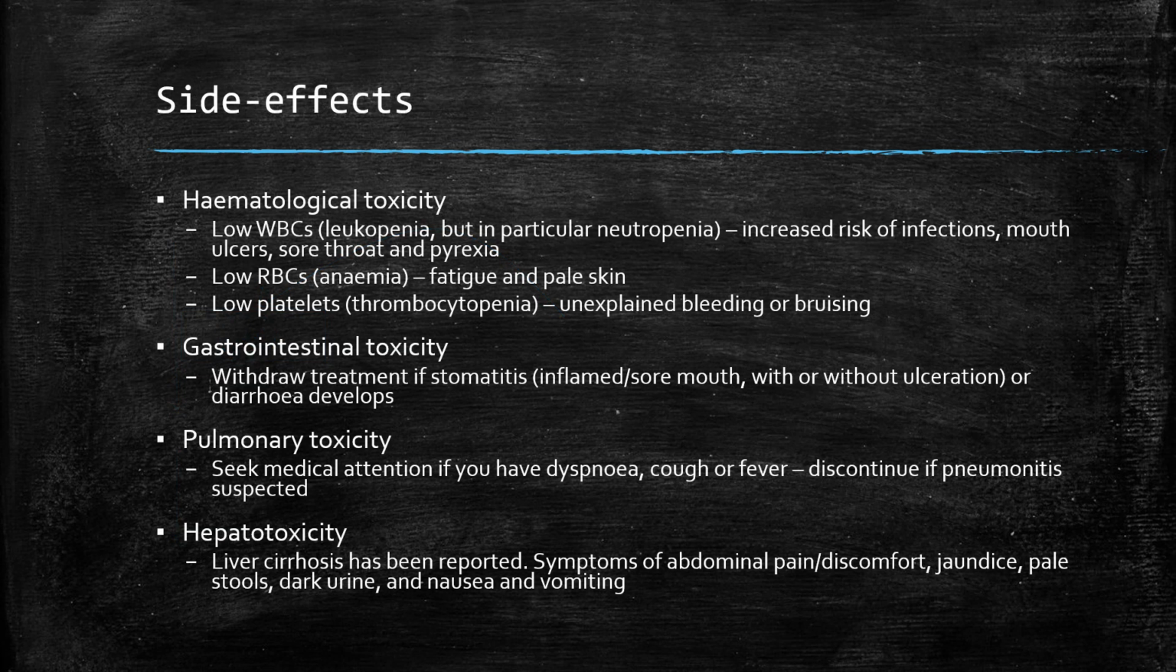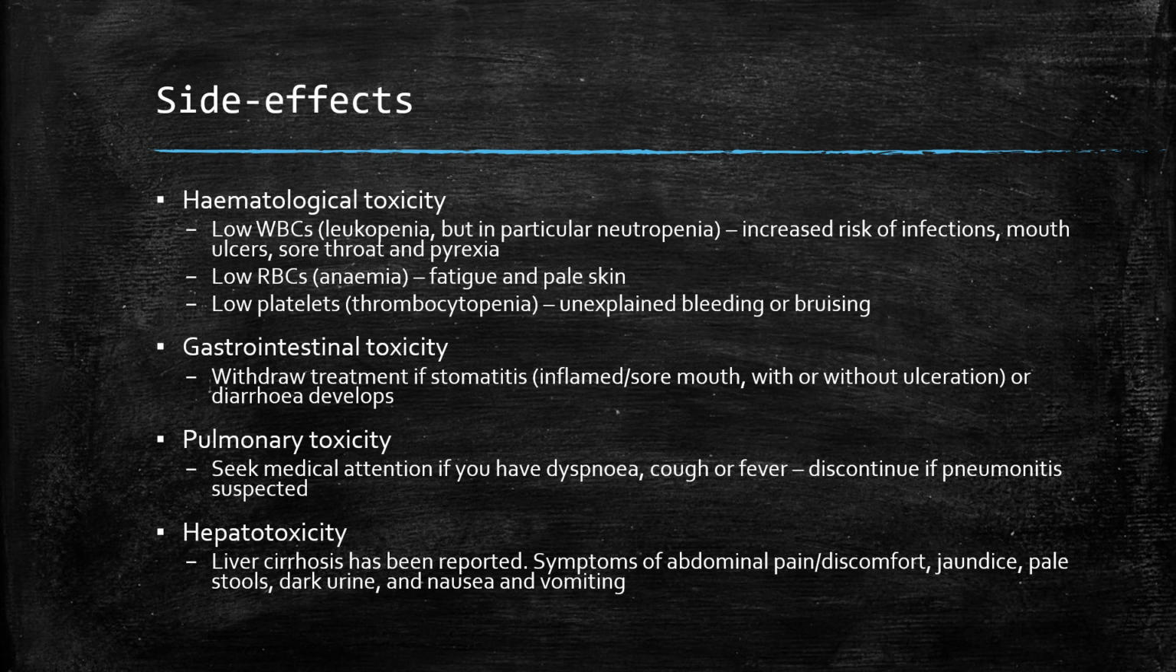In terms of side effects, here are some big side effects on the screen, and it starts with hematological toxicity, where you can get low white blood cells, in particular neutropenia is what we would look out for, where we could have an increased risk of infections, mouth ulcers, sore throat and pyrexia; low red blood cells with anemia, which can manifest as fatigue and pale skin; low platelets, i.e. thrombocytopenia, where you could have unexplained bleeding and bruising. So hematological toxicity is a big side effect, very well known with methotrexate. It should definitely be reported and medical attention sought if you have any of those symptoms mentioned.